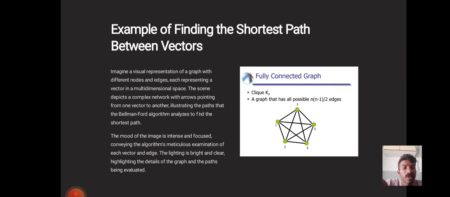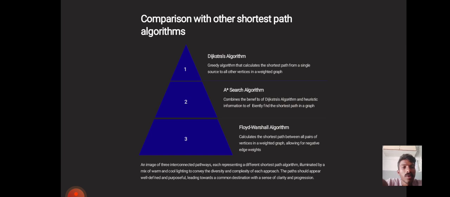Explaining how to find the shortest path between vertices. Imagine a visual representation of a graph with different nodes and edges. Each node represents a vertex in a multiple node space. Comparison with other shortest path algorithms. Dijkstra algorithm. It is a greedy algorithm calculating the shortest path from a single source to all other vertices in a weighted graph.